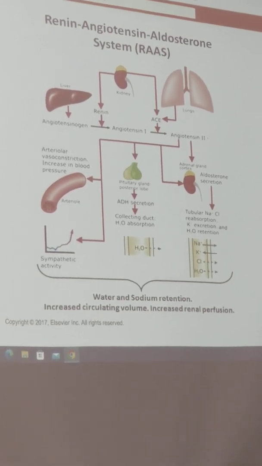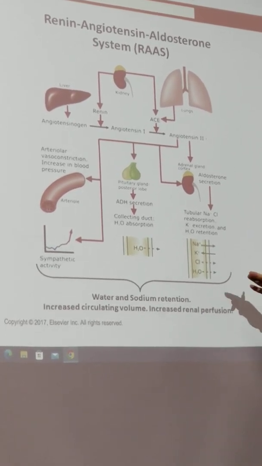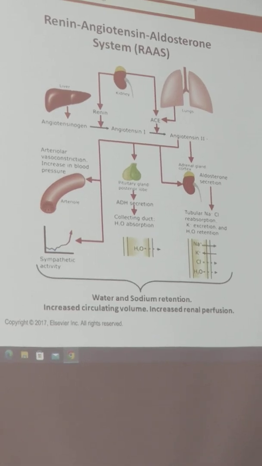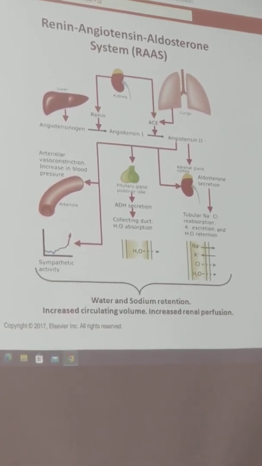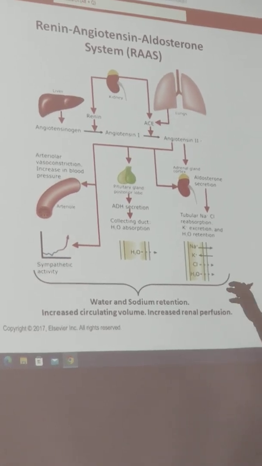So it's just a different way of futzing with this system. The ARBs block the RAS, turning it off. The ARBs go lower into the process then? Yeah, it goes to the receptor level and it blocks it. Okay, now aldosterone.